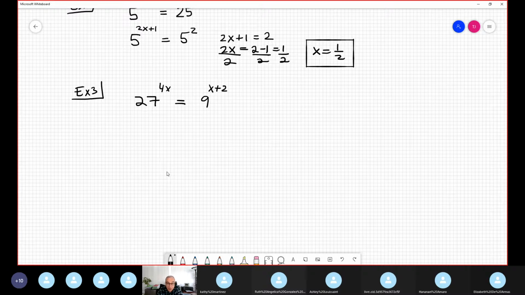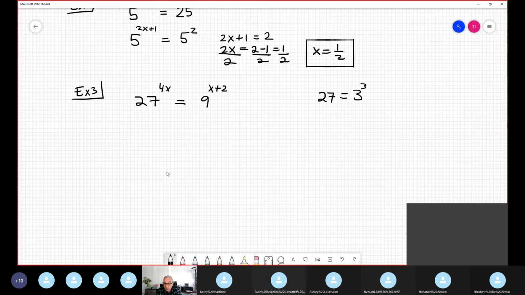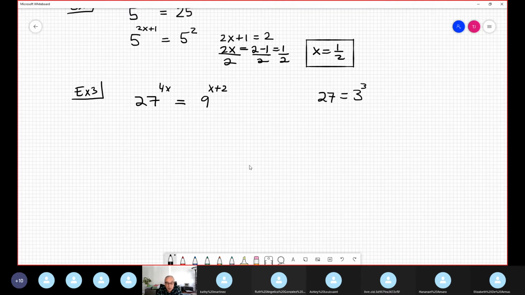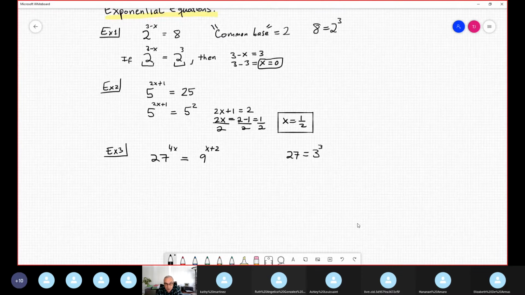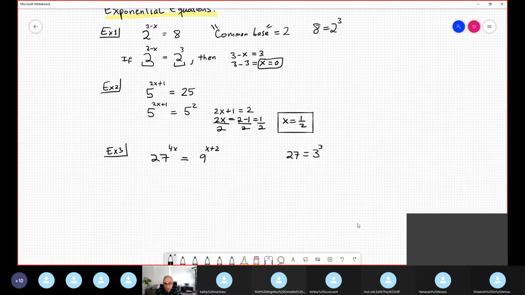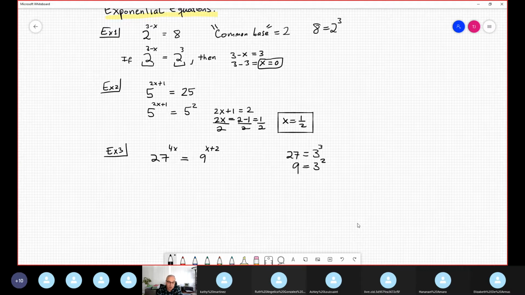Because I know, at one corner of the piece of paper I write, 27 is 3 cubed. Okay. I know that 27 is 3 to the cubic power, 3 times 3 times 3. And 9 is 3 squared, so 3 times 3. So you replace, not 27 anymore, it's 3 cubed raised to the 4x. Okay, this is the exponent, it's another level of the exponent. 3 squared raised to the x plus 2.